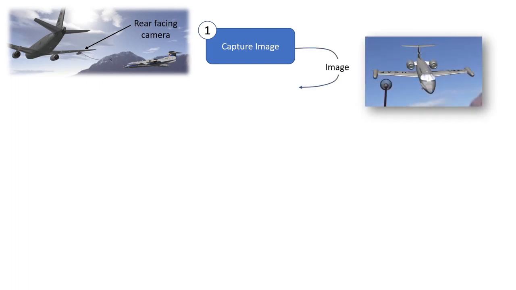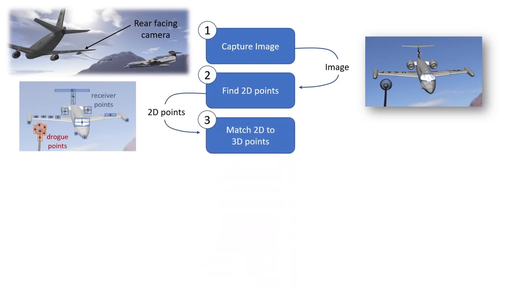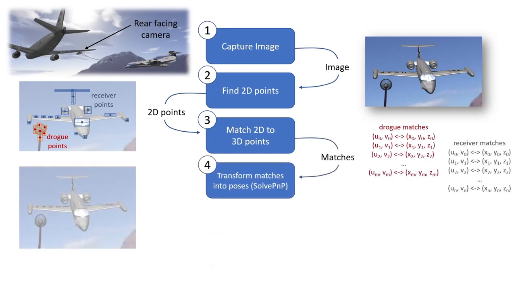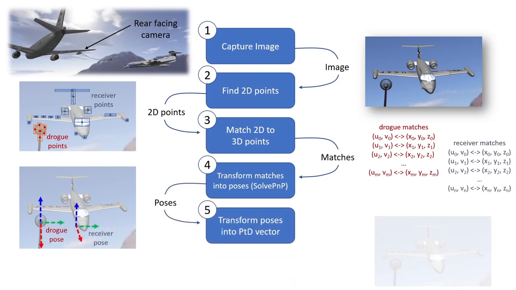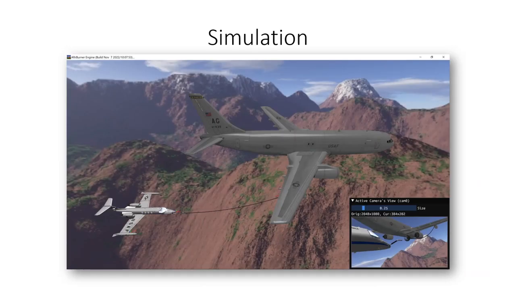Our vision solution consists of 5 stages. First, we capture an image containing both the probe and drogue. Next, we use machine learning to find 2D points across the two objects within the image. We then match 2D image points with corresponding 3D object points, and use the perspective-n-point algorithm to transform the matches into pose estimates. Finally, we convert the object pose estimates into a relative probe-to-drogue vector rotated into the receiver's estimated local reference frame. Let's see how all this plays out in simulation.